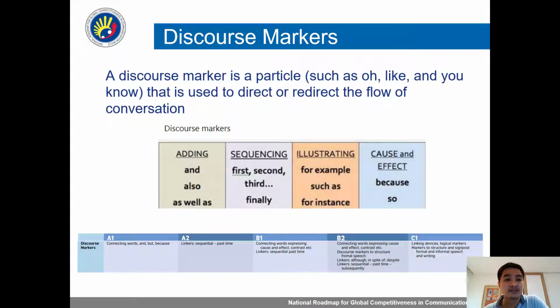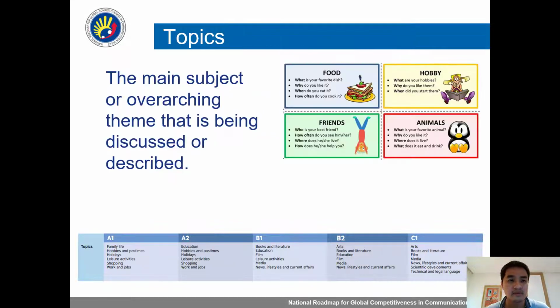Discourse markers, the different types. These are sample discourse markers, for example, such as, so, and they also talk about that a little bit in the EAQUALS document. Topics, the main subject or overarching theme that is being discussed or described. So these are all just kind of that one pager.